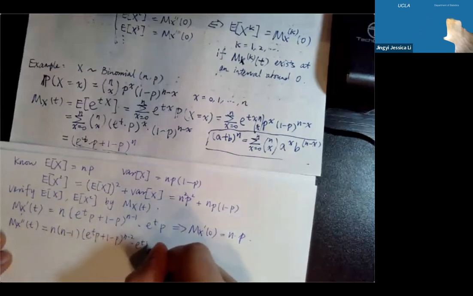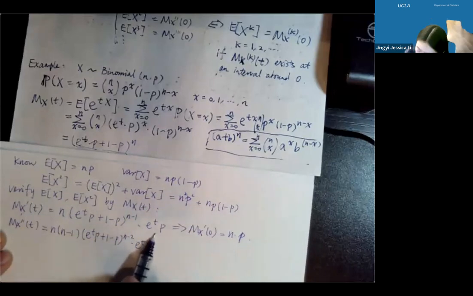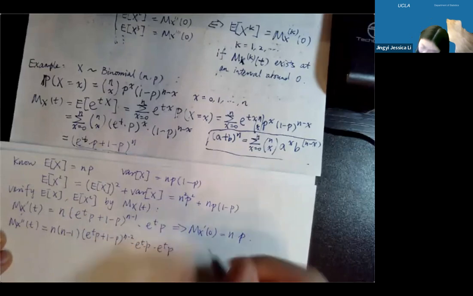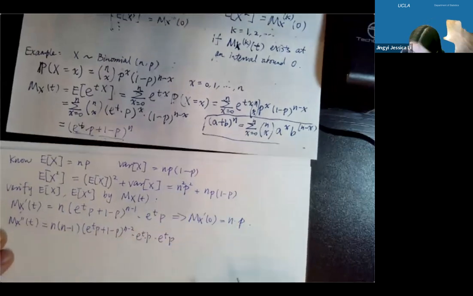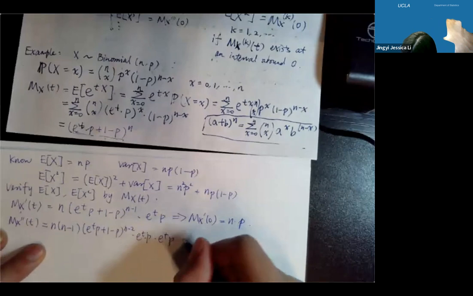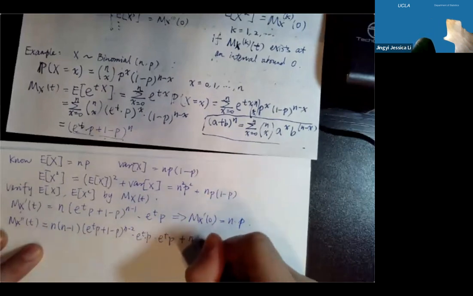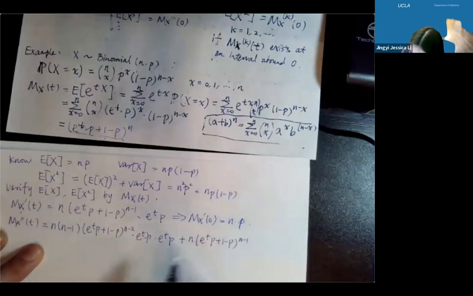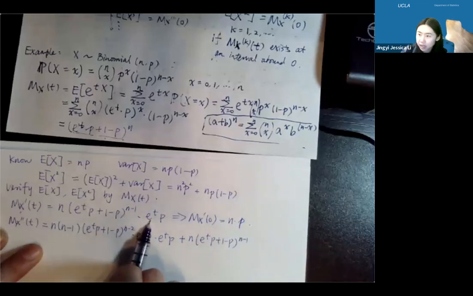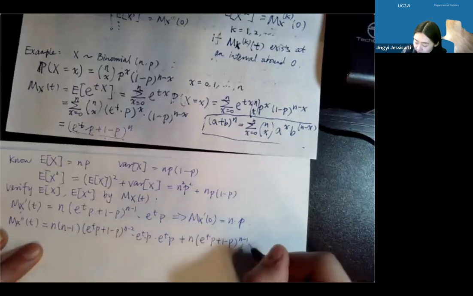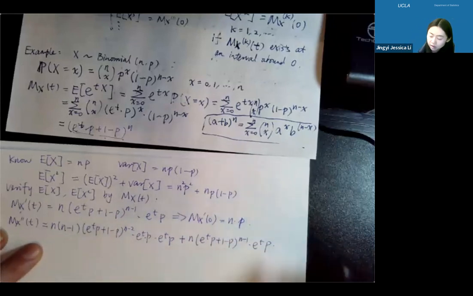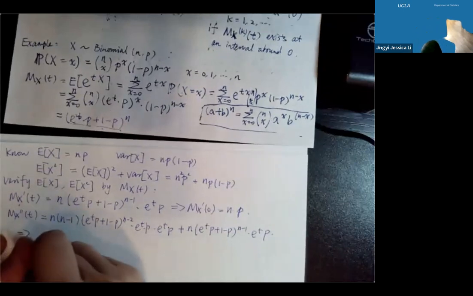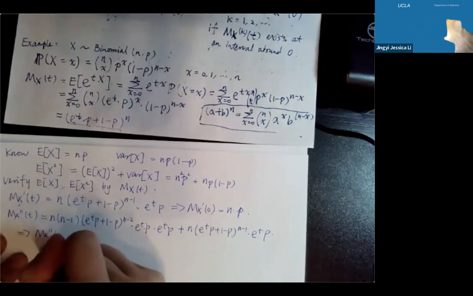That comes from the chain rule, but don't forget the second term, so it stays here, e^t p. Now I take the derivative of the second term and keep the first term as is: n times (e^t p plus 1 minus p) to the power n minus 1, unchanged. And here, the derivative of e^t p with respect to t stays as e^t p. Now I evaluate the second derivative at 0.